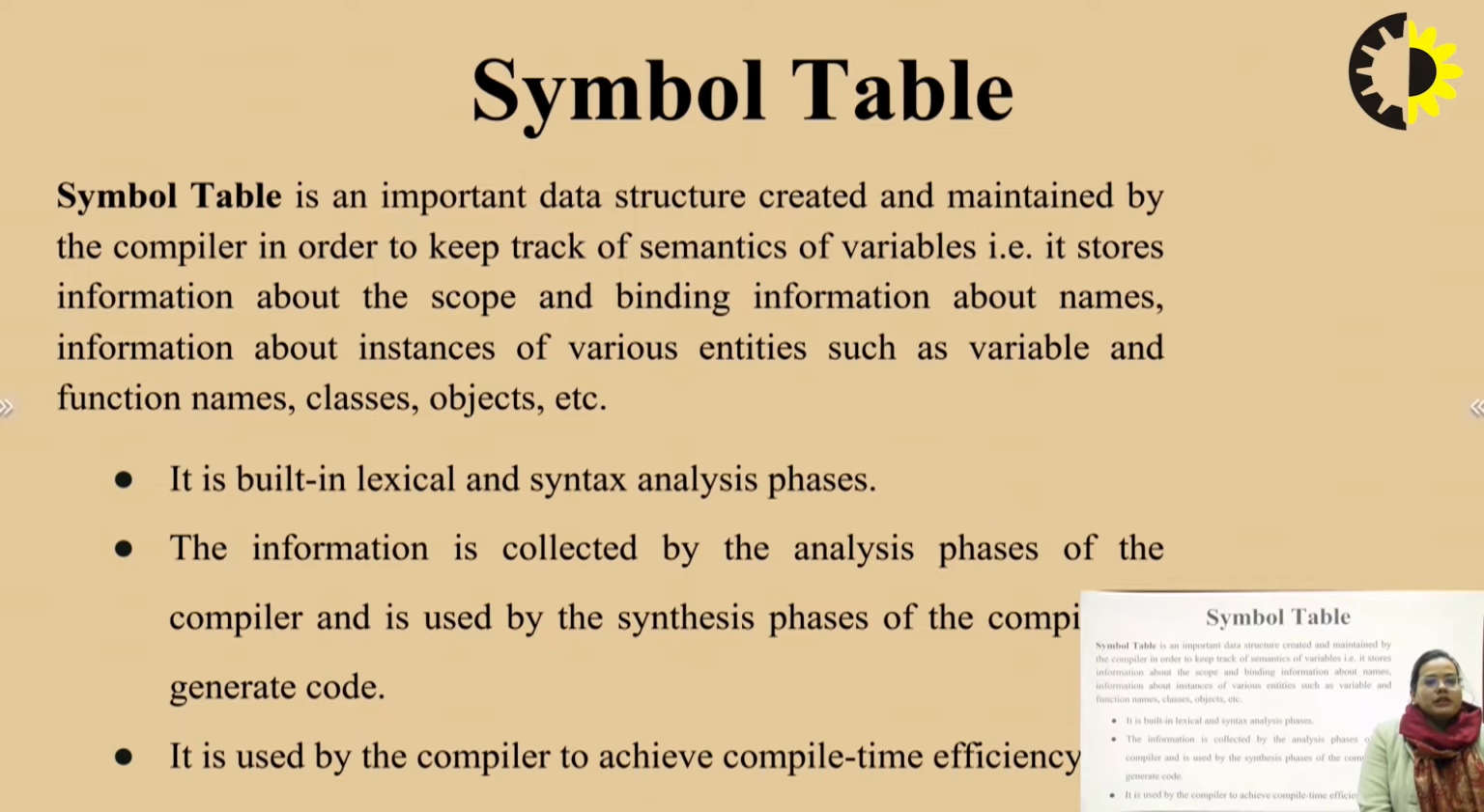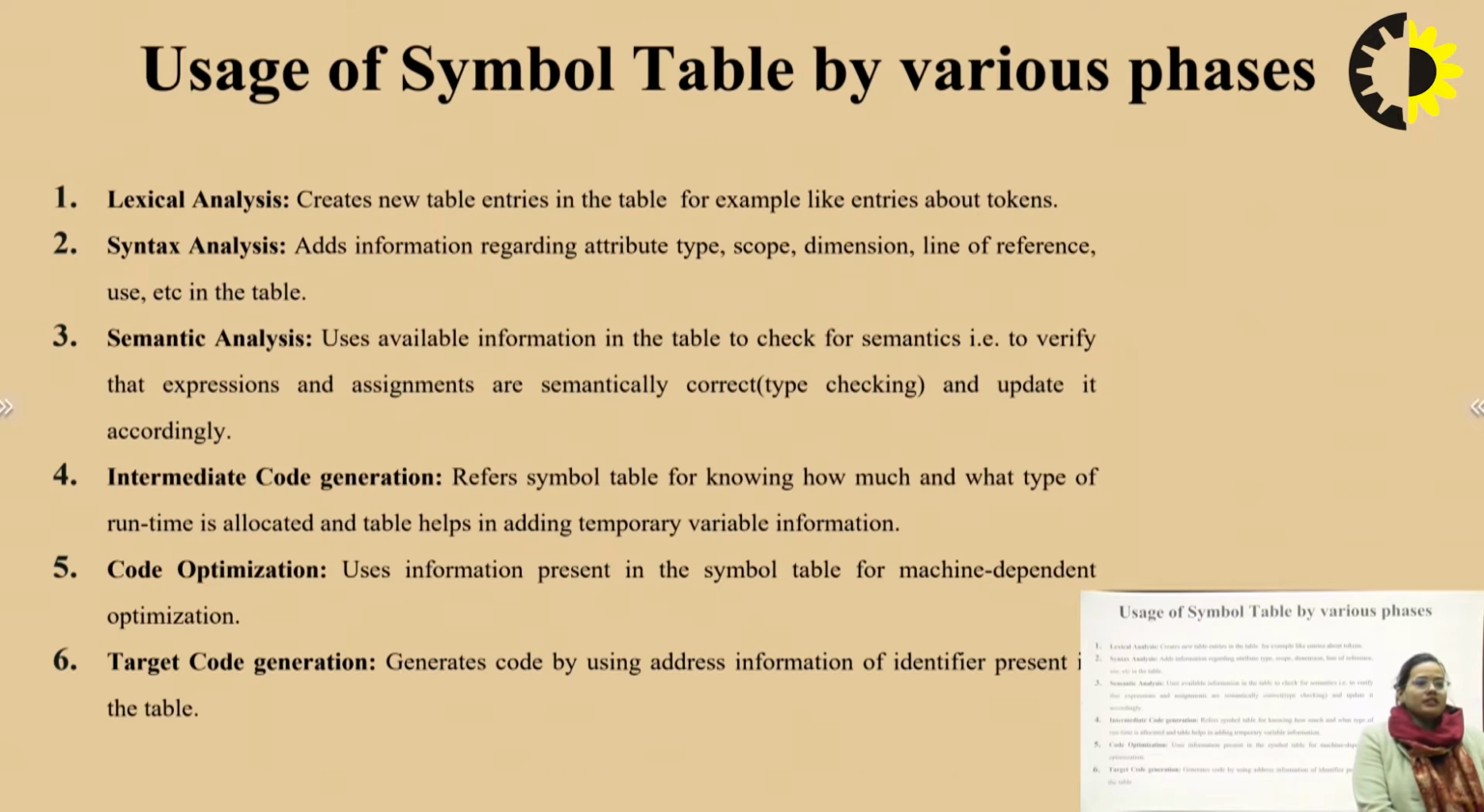Basically, the symbol table is used by all phases of the compiler in different ways. It is built in the lexical and syntax analysis phases. The information is collected by the analysis phase of the compiler and is used by the synthesis phase of the compiler to generate code, basically machine code. It is used by the compiler to achieve compile time efficiency.